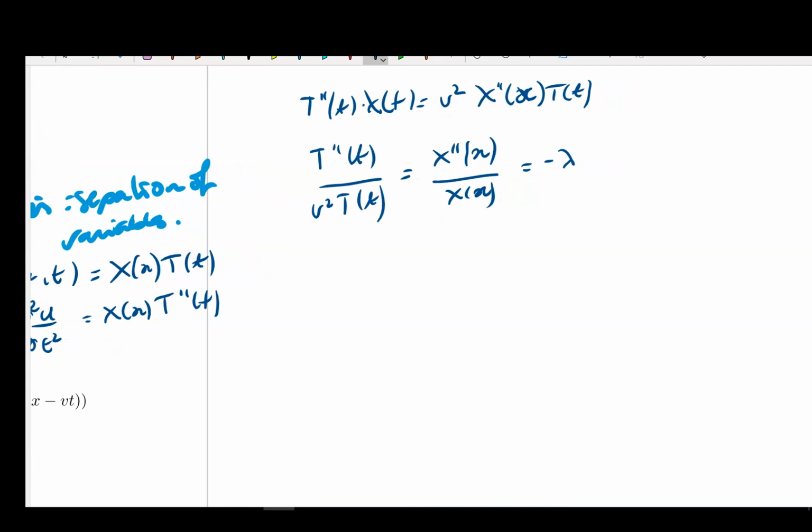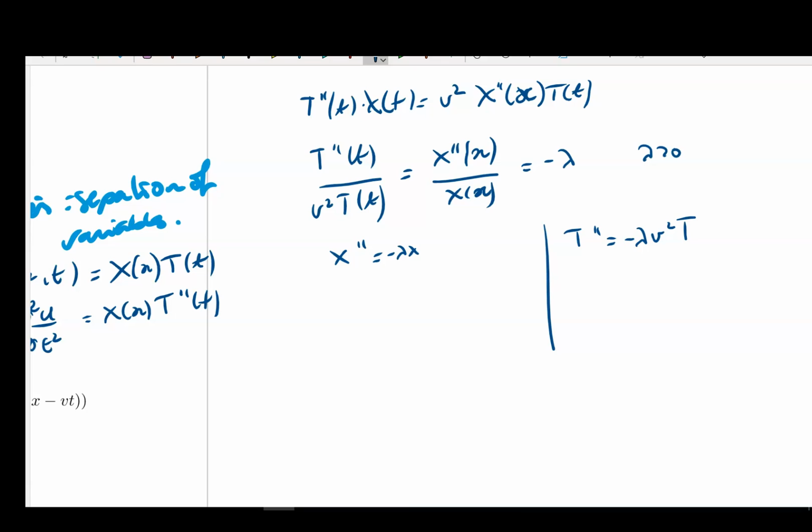Assuming lambda is positive, we're going to see. You may find that this choice of minus lambda with a positive lambda is a bit arbitrary, but actually if you choose plus lambda with a positive lambda, you could still go one step further, but then you wouldn't be able to adapt to the initial conditions. Okay, why? Simply because when you are solving those two equations, I've got my x equation, X second is equal to minus lambda X on one side, and I've got my other equation, T second is equal to minus lambda v square T on the other side.